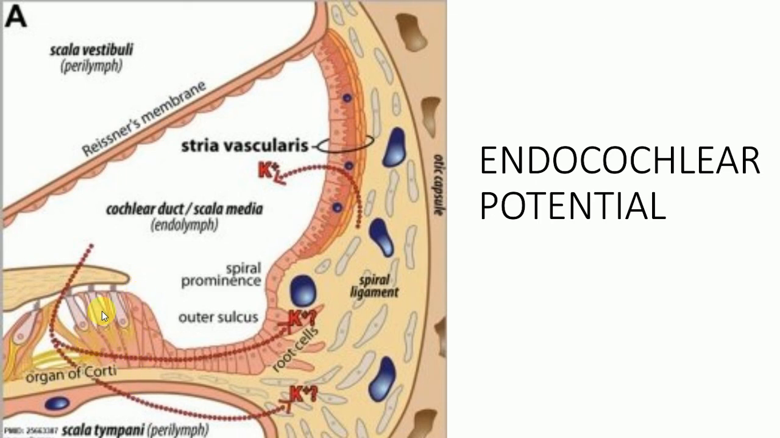This potential difference, about plus 80 millivolts, is called the endocochlear potential. What is the use of this potential? Basically, these upper hair cells are always at such a high potential that this potential sensitizes these hair cells. Thus, they can perceive even the slightest bit of sound.